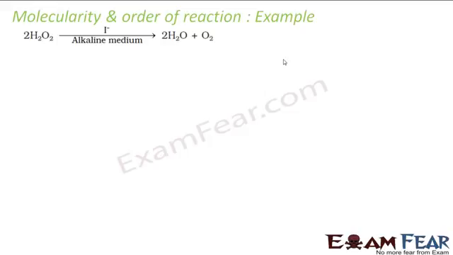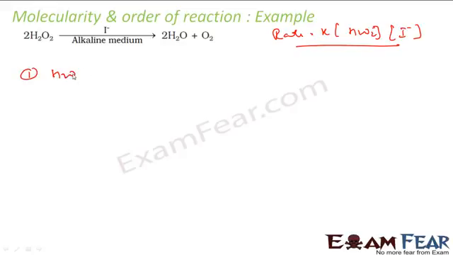Again, this reaction H2O2, my peroxide, forms water and oxygen. For this, the experimental value is K H2O2 into I minus. Let's see. Again, a complex reaction, two steps. First step, what will happen? This peroxide will react with I minus to form water and IO minus. This is a slow process.